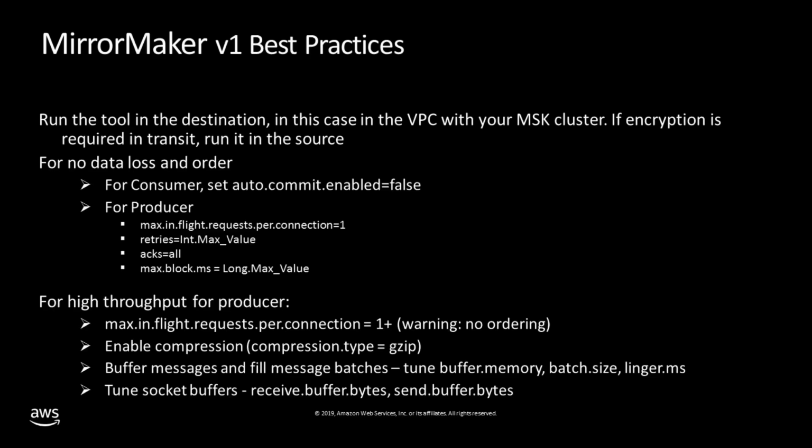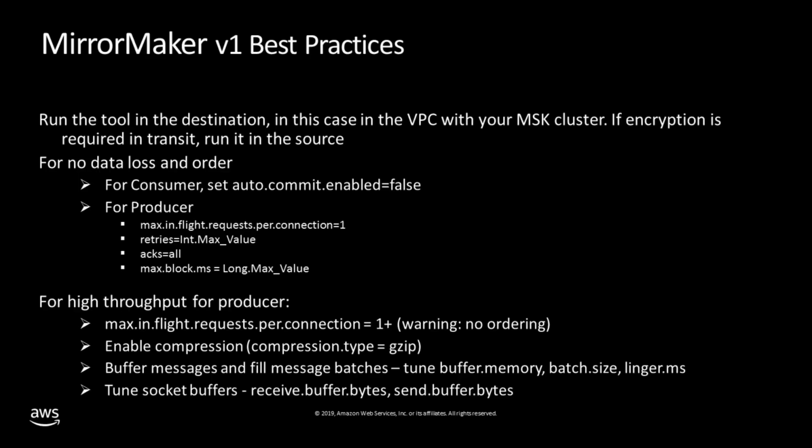However, if encryption is required, then run it at the source. Encryption introduces some overhead, and the overhead is more for the consumer than the producer. So if the destination cluster is distant and you need encryption in transit, while the consumer can consume from the local source cluster without encryption, then run it in the source.